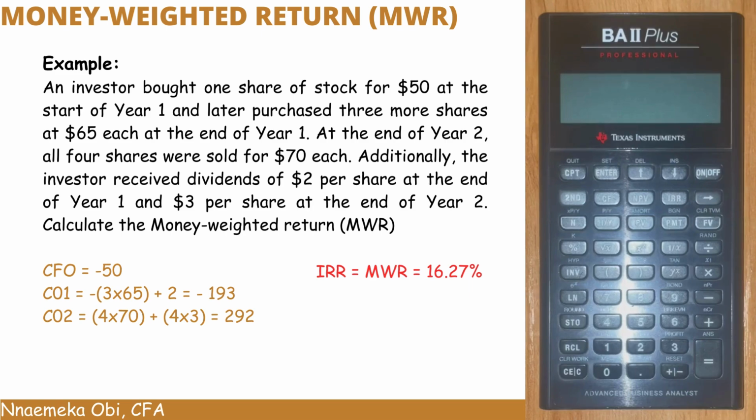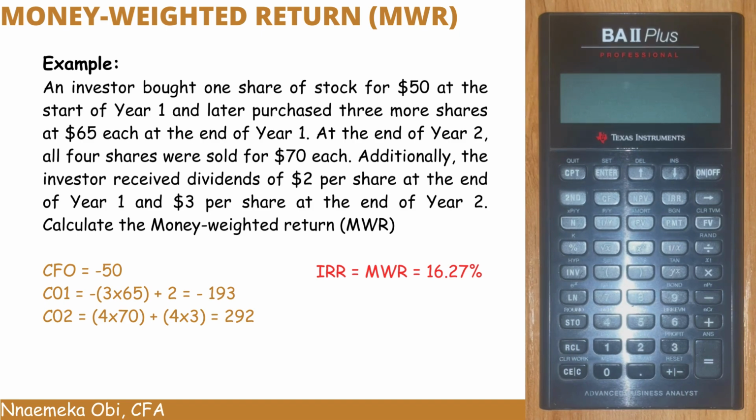We also have another example of money weighted return. The example says an investor bought one share of stock for $50 at the start of year one and later purchased three more shares at $65 each at the end of year one. At the end of year two, all four shares were sold for $70 each.